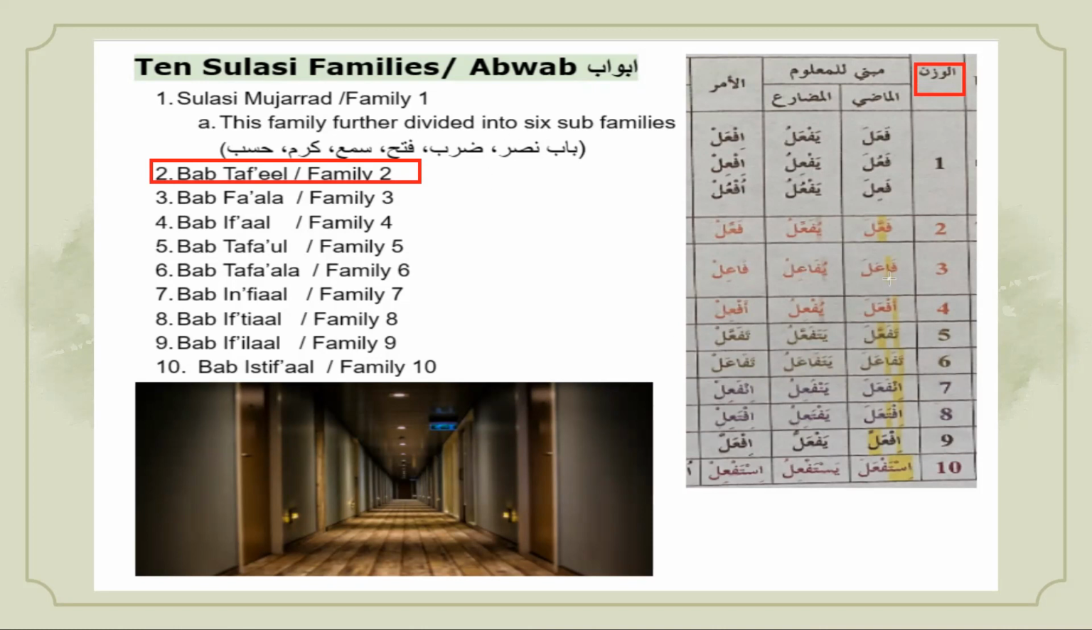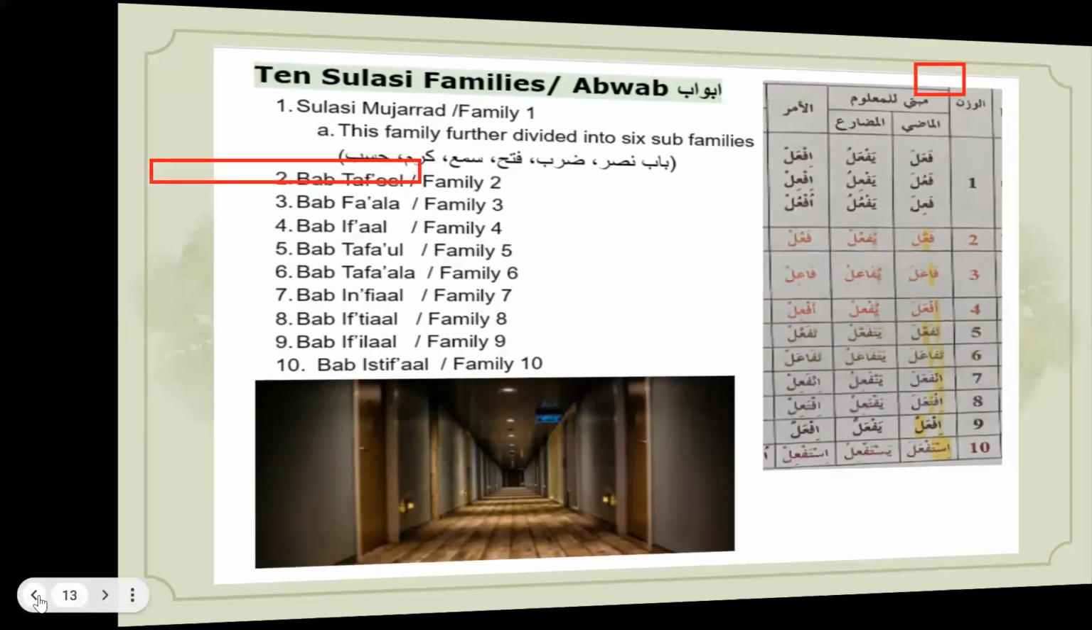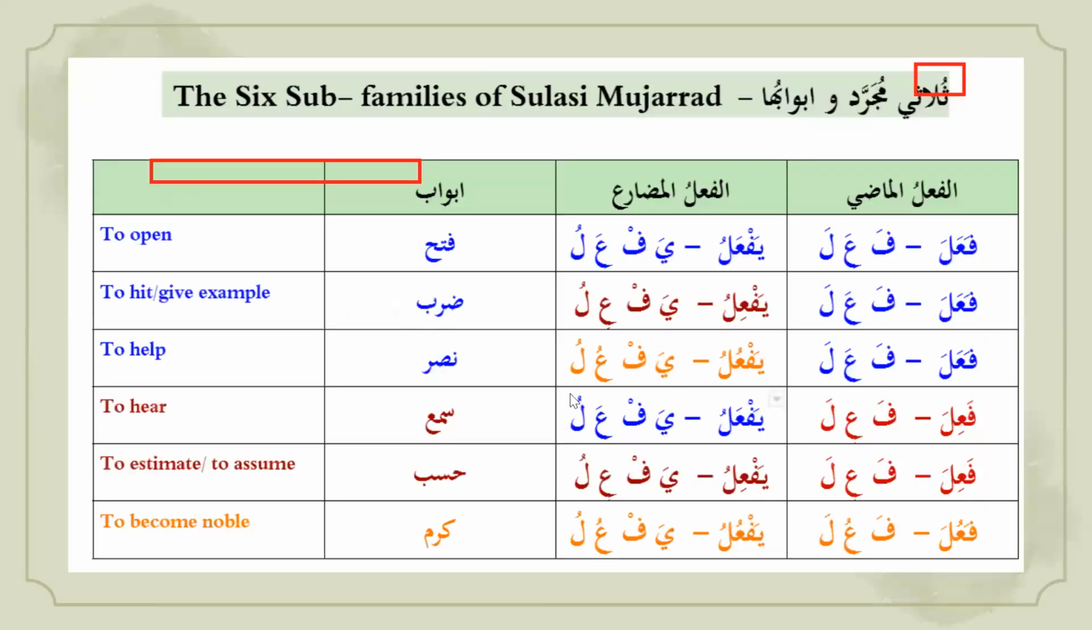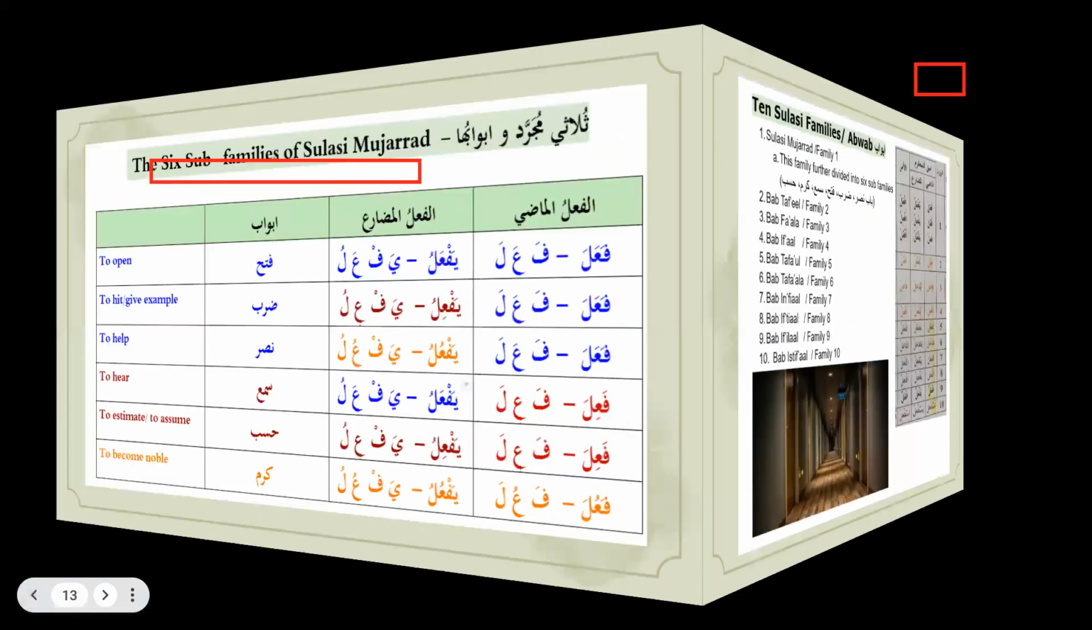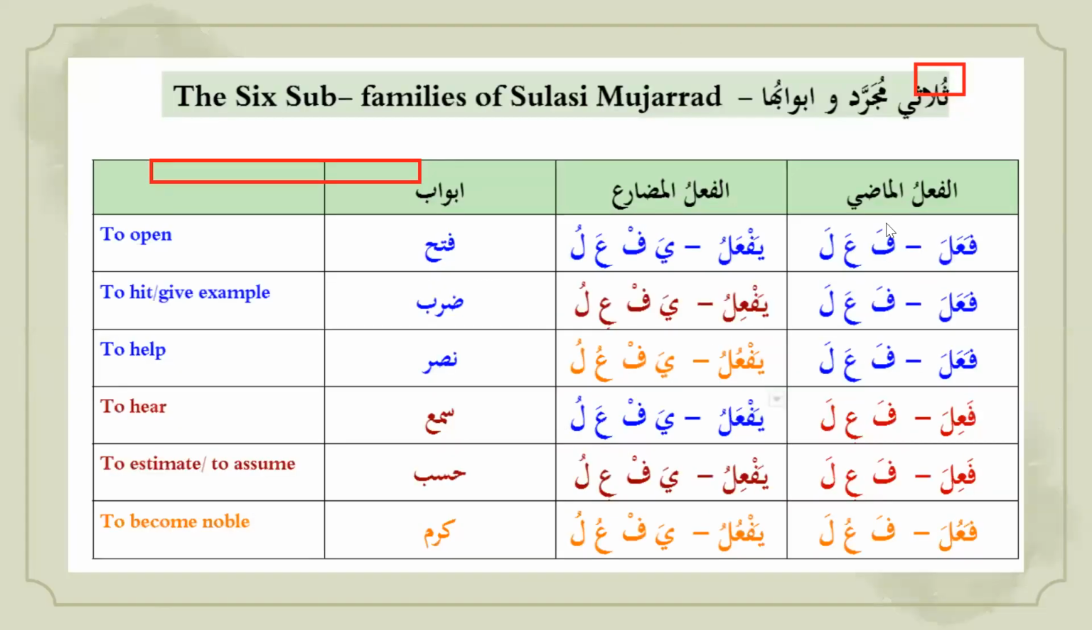So just look at this. Here in Sulasi Mujarrad, only 3 letters are there. You will find the pattern of fa'ala yaf'alu, or fa'ula yaf'ulu, or fa'ila yaf'ilu. Actually, it's not fa'ila yaf'alu. Bab nasara, you have fa'ala yaf'ulu. Bab daraba, you have fa'ala yaf'ilu. And bab fataha, you have fa'ala yaf'alu. So these patterns you will find in Sulasi Mujarrad, but you don't see any additional letter.